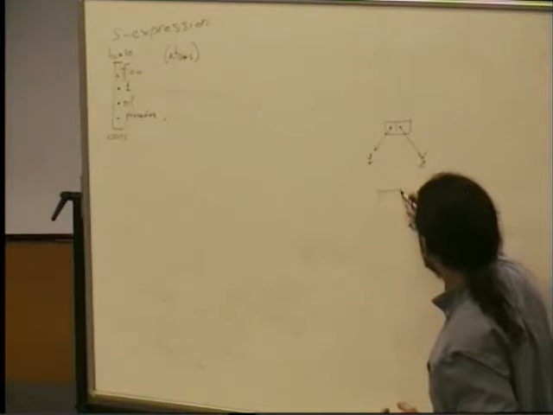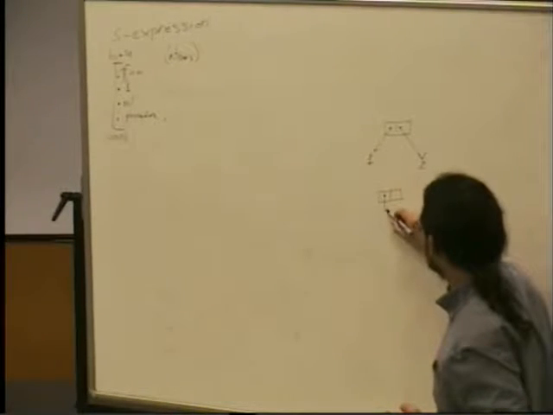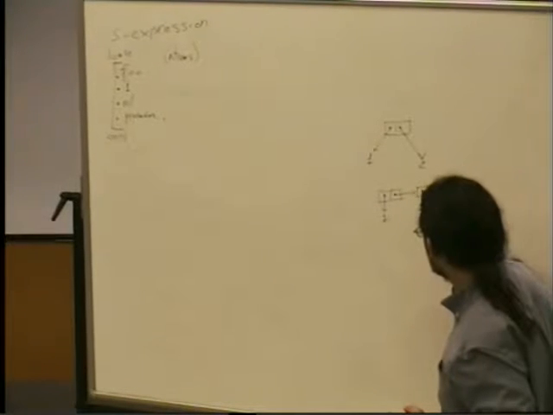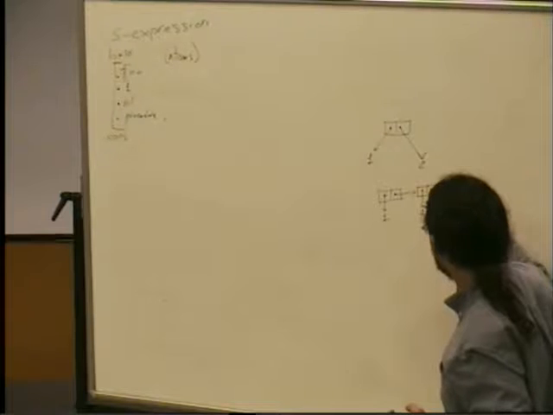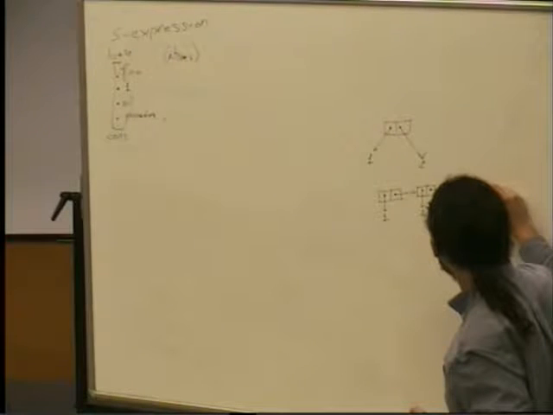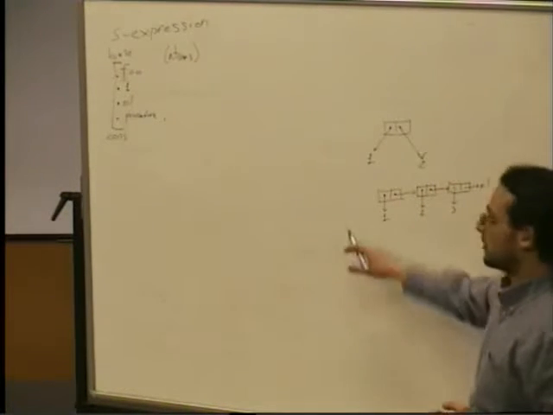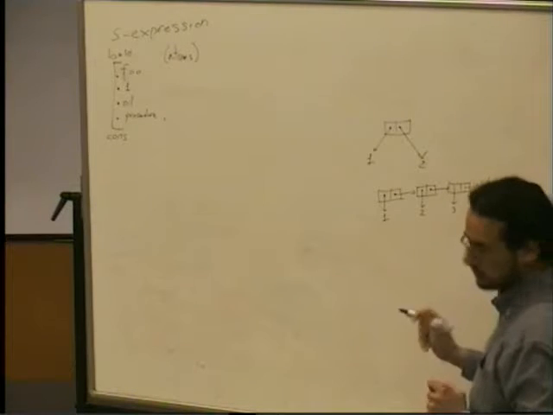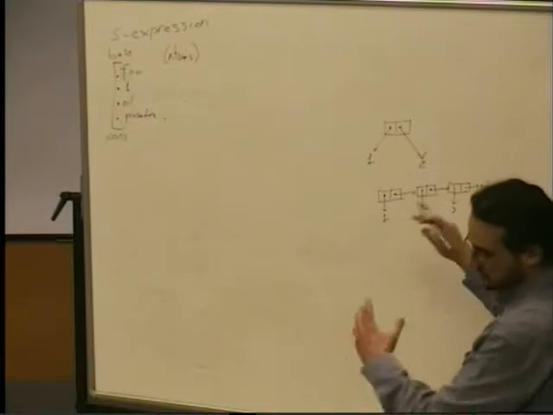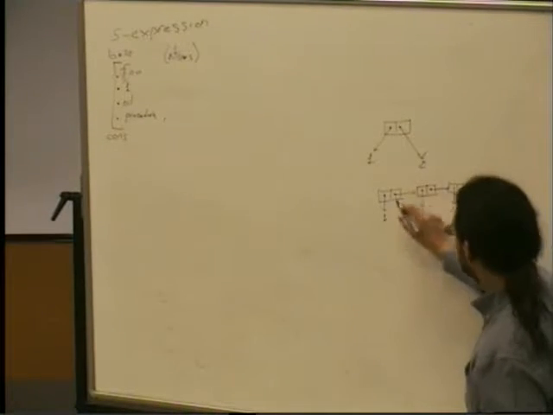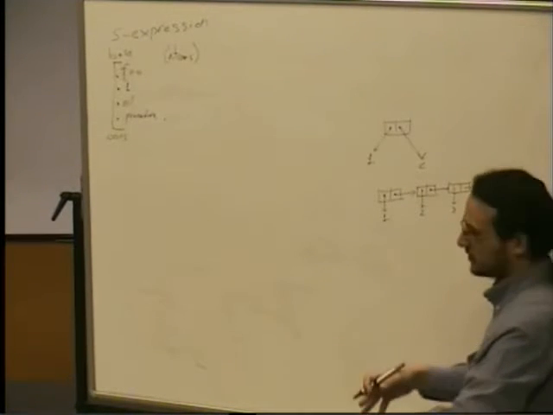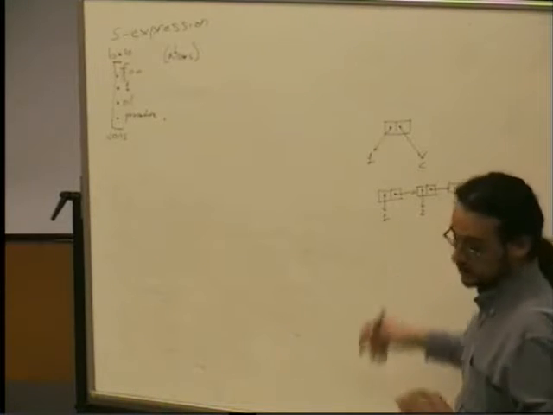For example, you can have a pair with one and another pair with two and another pair with three and nil. This is the common way of encoding a list in Lisp. It is a convention because you see that the rest of the list is always on the right. It is always the second pointer which refers to the rest of the list. We could also have used the left pointer, but this is the historical convention.